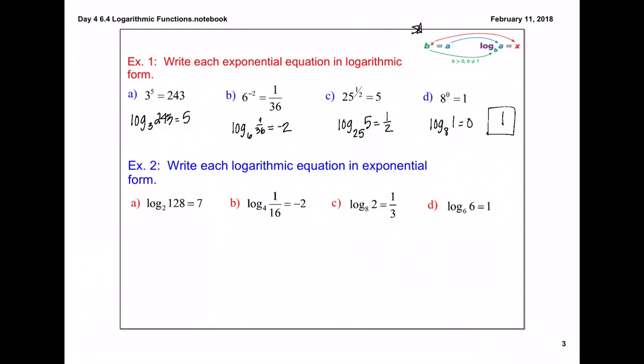Write each logarithmic equation in exponential form. So now we're going to go the other direction. So our base is going to be 2 raised to the 7th power is equal to 128. Example B, 4 raised to the negative 2nd power is equal to 1 over 16. C, 8 raised to the 1/3 power is equal to 2. And then D, 6 raised to the 1st power is equal to 6.